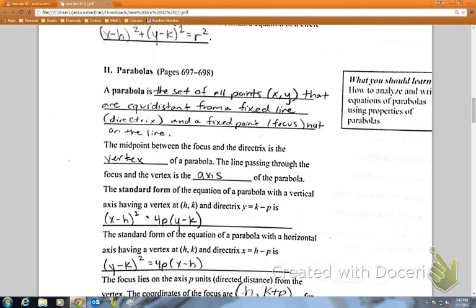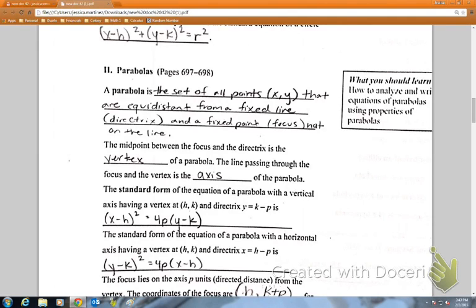The midpoint between the focus and the directrix is the vertex of the parabola, and the line passing through the focus and the vertex is called the axis. So that's the line going straight down the middle that makes it symmetrical. The standard form of the equation of a parabola with a vertical axis having a vertex at h, k and a directrix at y equals k minus p is that equation.